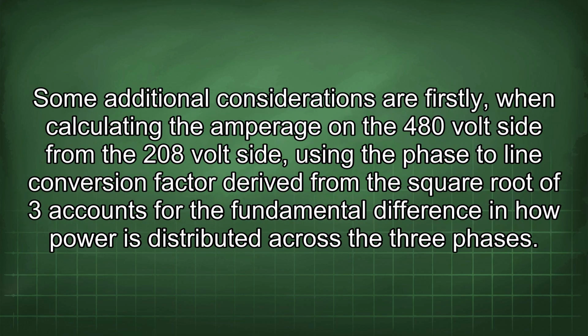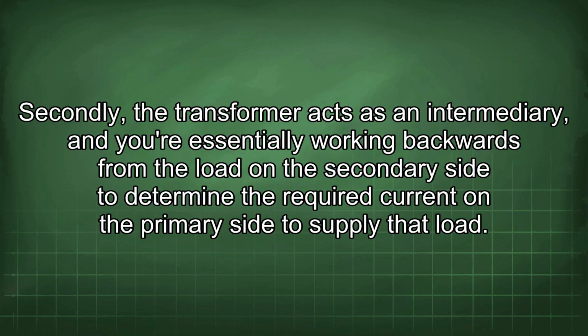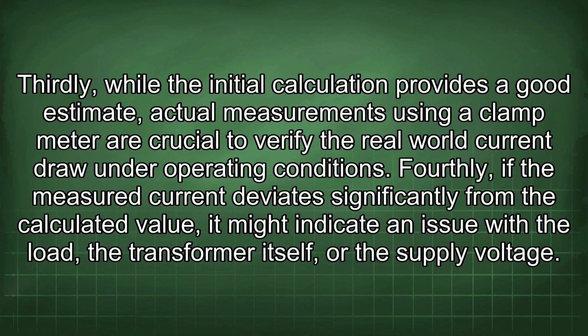Some additional considerations are: firstly, when calculating the amperage on the 480-volt side from the 208-volt side, using the phase-to-line conversion factor derived from the square root of 3 accounts for the fundamental difference in how power is distributed across the three phases. Secondly, the transformer acts as an intermediary, and you're essentially working backwards from the load on the secondary side to determine the required current on the primary side to supply it at load. Thirdly, while the initial calculation provides a good estimate, actual measurements using a clamp meter are crucial to verify the real-world current draw under operating conditions.